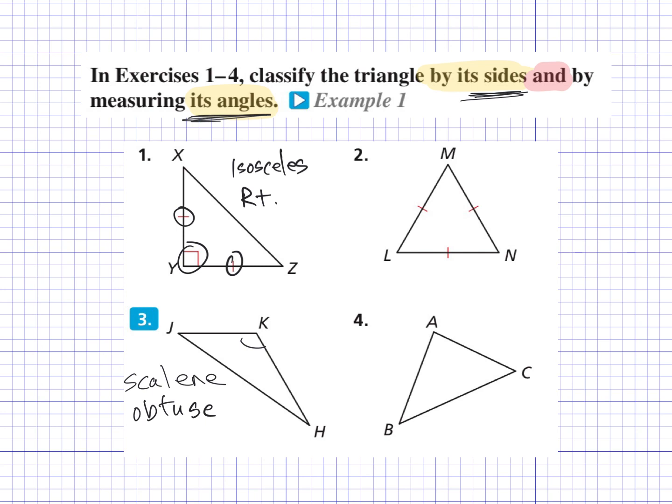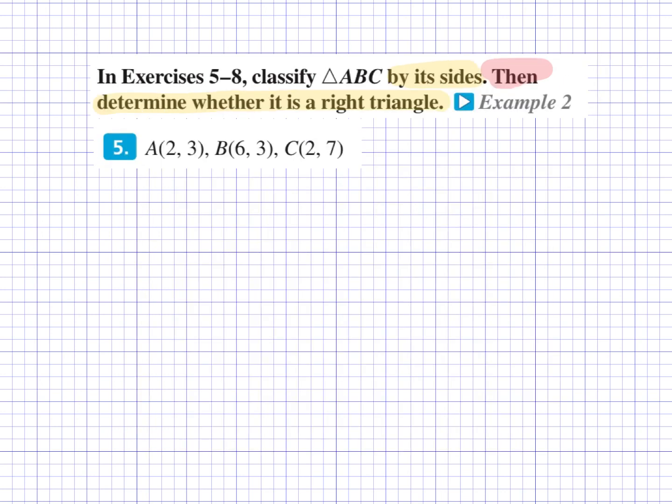So just for practice, number two, all three sides are the same. If we do angles first, that's equiangular. And equilateral. And number four, again, this is scalene. None of the sides are marked. And they're all acute. So acute scalene triangle. Okay, now let's graph these and see what we get.